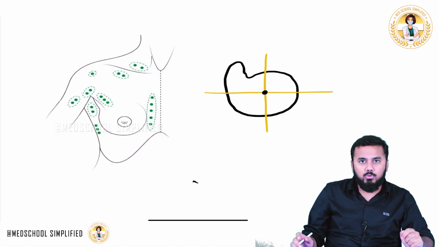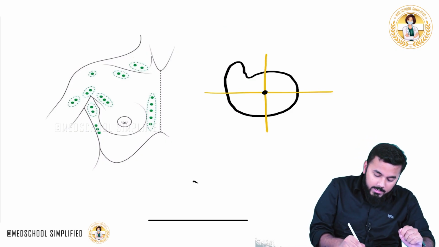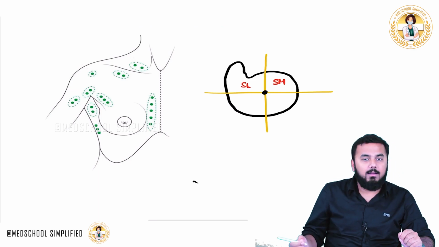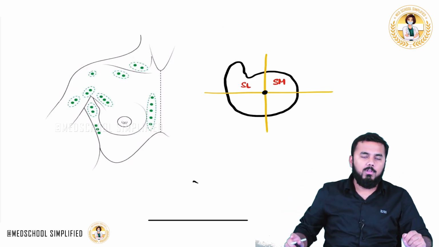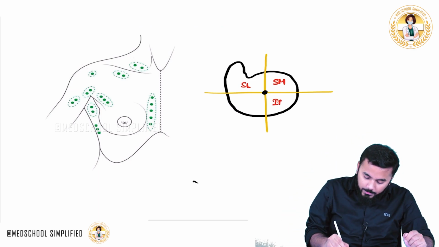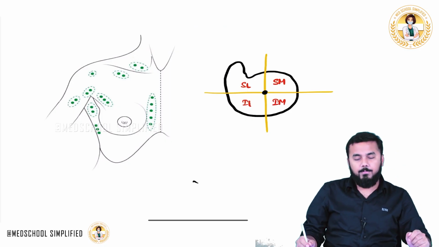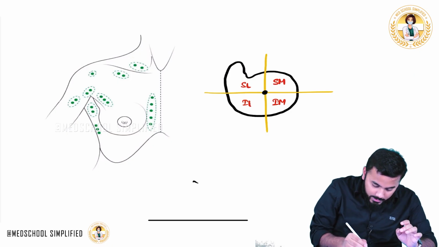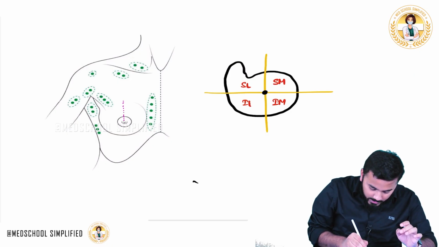So upper two are called as superior. One is called as superior medial. One is called as superior lateral, which has got the tail of Spence. Next we have got the inferior medial. Next we have got the inferior lateral. Okay. Now remember one thing. I'm drawing that same thing over here. Look here. I'm just putting up the line here, but I'm not writing superior medial, superior lateral and all.